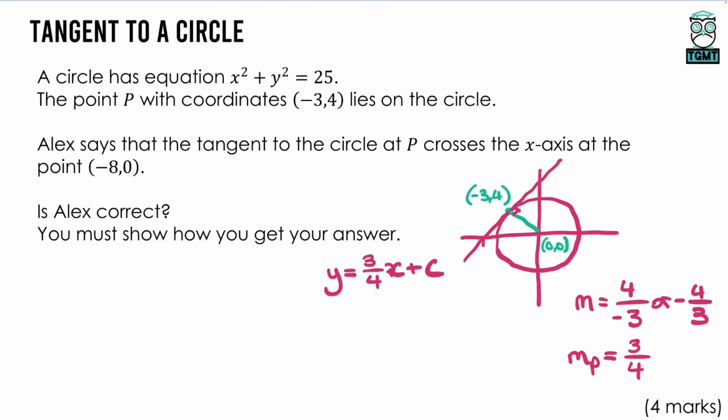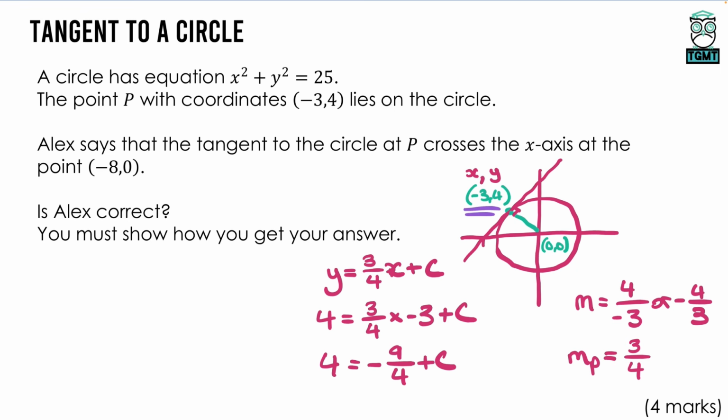Now the x and y value have been given to us. They have to be an x and a y value that are on the line that we're drawing. And of course, it must be on the line because that's where we've drawn our tangent. So we can substitute those values in, not forgetting the first is x and the second is y. So 4 goes at the start, and that's 3/4 multiplied by -3 plus c. -3 times 3/4 gives us -9/4, just times is the numerator. So we have 4 is equal to -9/4 plus c.